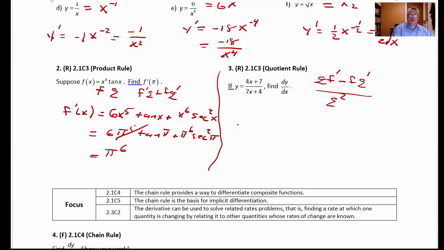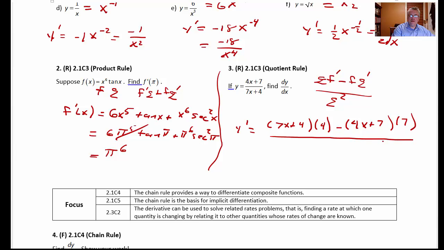Here we go. So y prime would equal g, that's 7x plus 4, times f prime, that would be 4, minus f, which is 4x plus 7, times g prime, which is 7, all divided by g squared, 7x plus 4 squared.